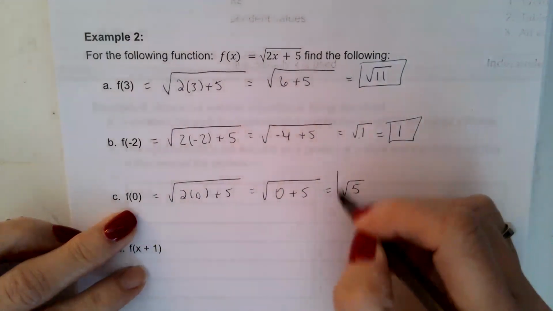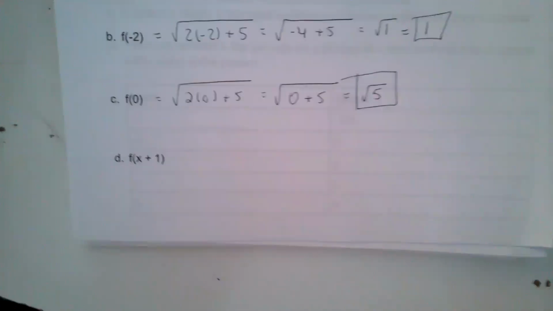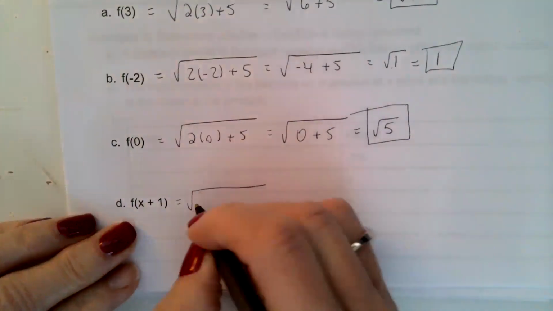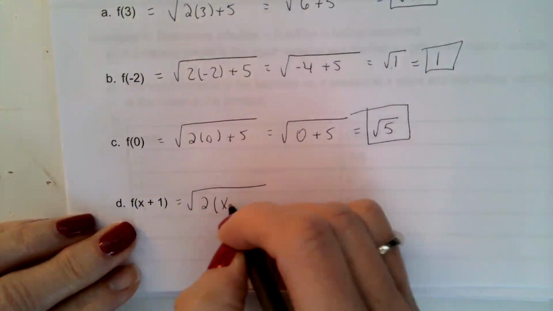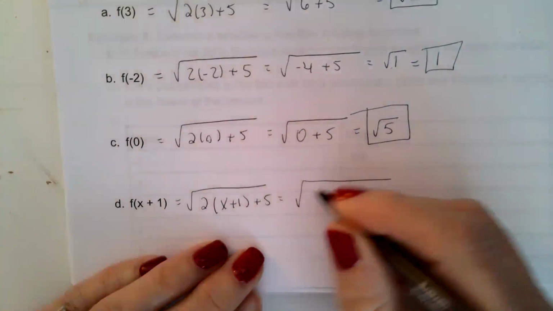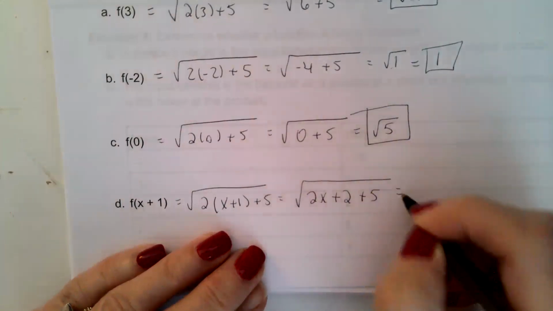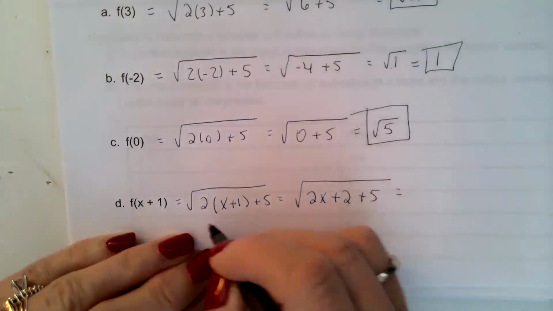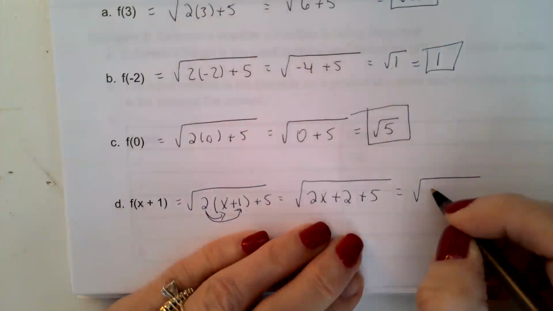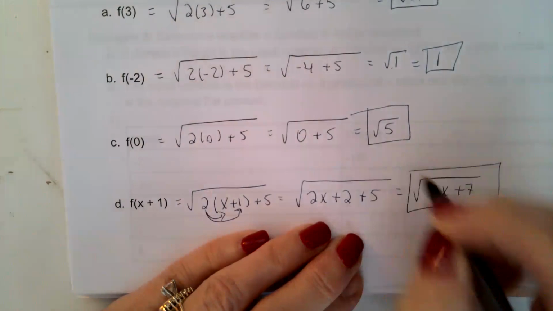Square root of 5 is irrational, so we're going to leave it as that. And then we're going to evaluate this again at x plus 1, similar to what we did in example 1. So I'm just going to simplify where I can, distributing my 2. And I end up with the square root of 2x plus 7 as the simplified version.